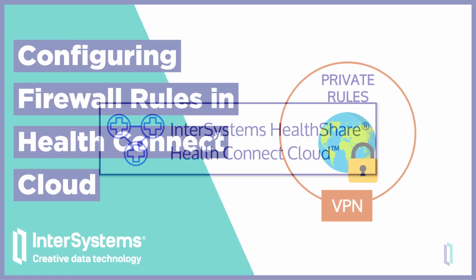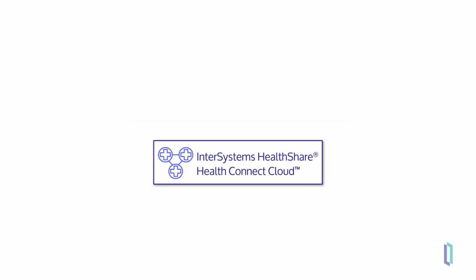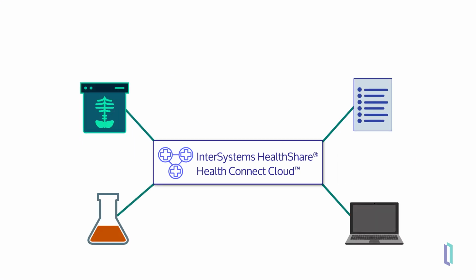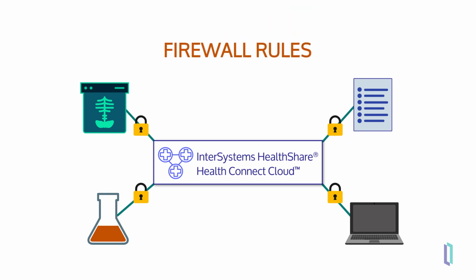As you build your integration interfaces using HealthShare Health Connect Cloud, you will naturally enable other systems to communicate with your productions. In this video, you will learn how to create and configure firewall rules that define permitted communication with other systems. You will also see how to locate important network addresses for your deployments.